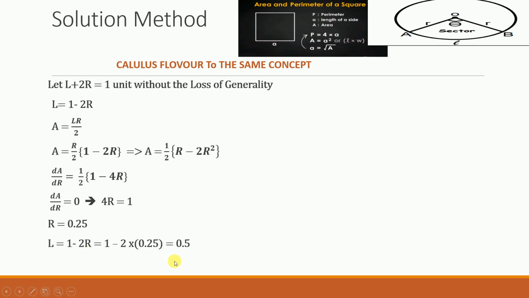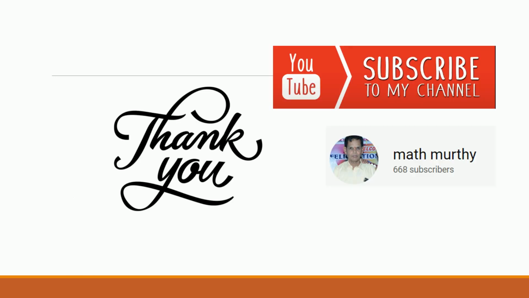Here also we notice that the angle at the center is 2 radians. That means the area of sector becomes maximum when its perimeter is constant. So this is the calculus flavor to the same question.